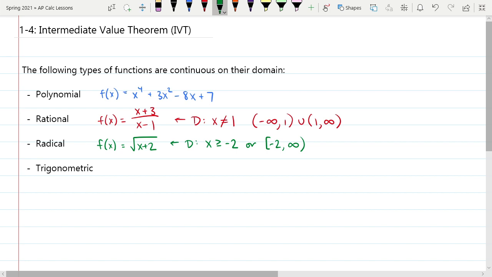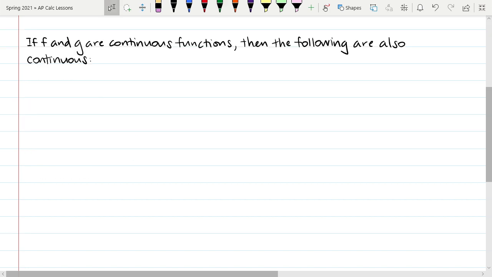Now, what if you're dealing with a function that isn't simply a polynomial, or it isn't simply a trigonometric function? How can we still justify that those functions are continuous? Well, we have a few properties regarding continuous functions that will allow us to make those justifications. So if f and g are both continuous functions, so maybe they're one of the types of functions we just talked about, then the following are also going to be continuous.